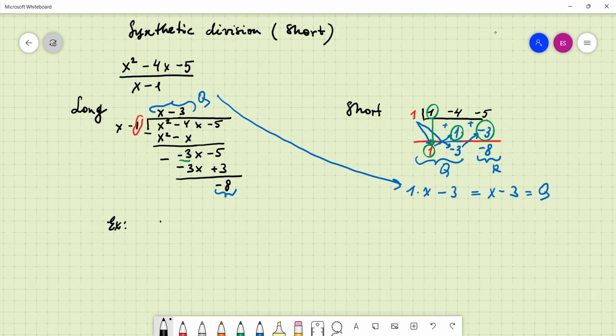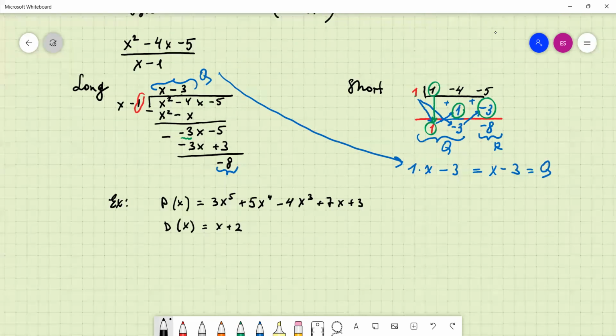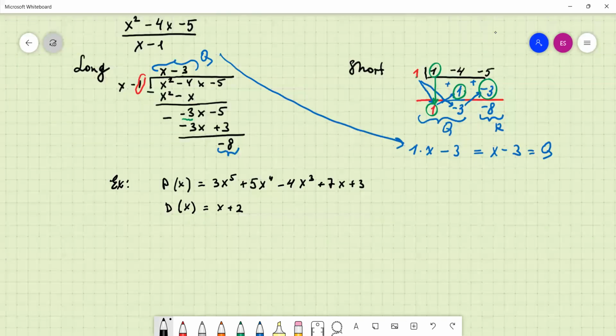So I'm going to divide a polynomial 3x to the power of 5 plus 5x to the power of 4 minus 4x cubed plus 7x plus 3 over a polynomial q. Oh, I should write down d actually, right? Polynomial d, x plus 2. So watch one more time how we write down the synthetic division.